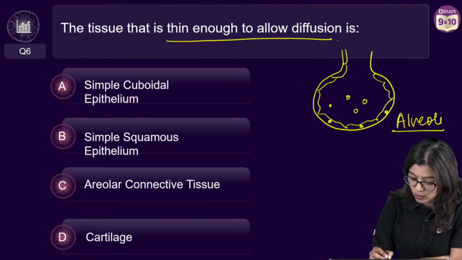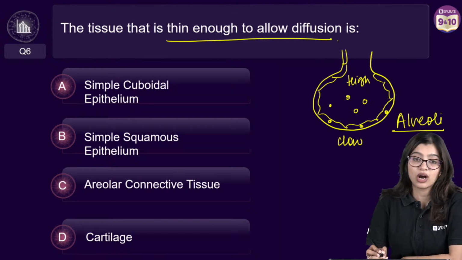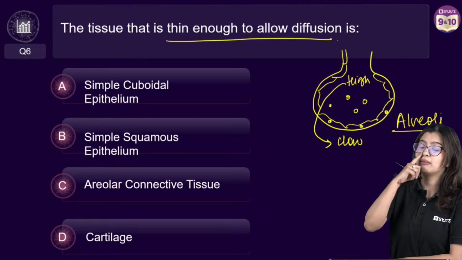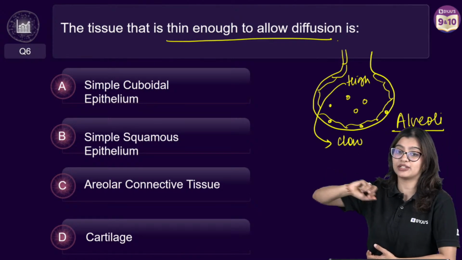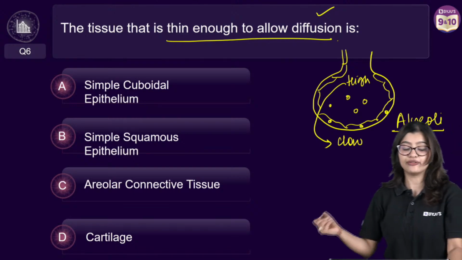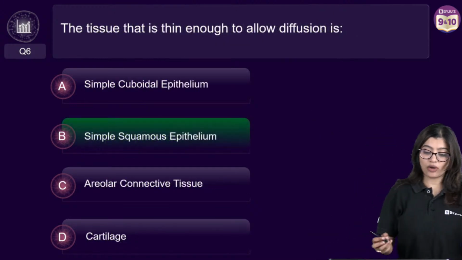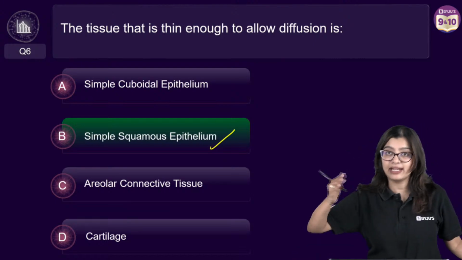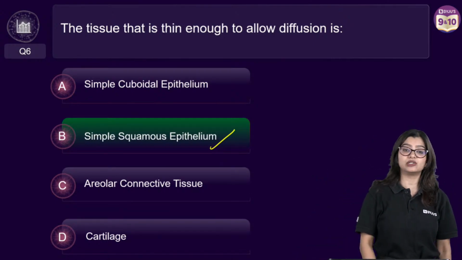That means gases can go from a region of higher concentration to a region of lower concentration, right? So this movement of substances from a region of higher to lower concentration is what we call diffusion. And which tissue is it? Simple squamous epithelium, right? The inner lining of alveoli is mainly made up of simple squamous.